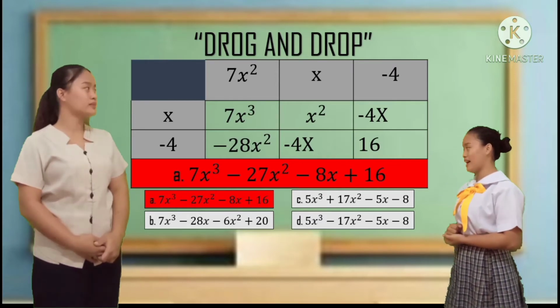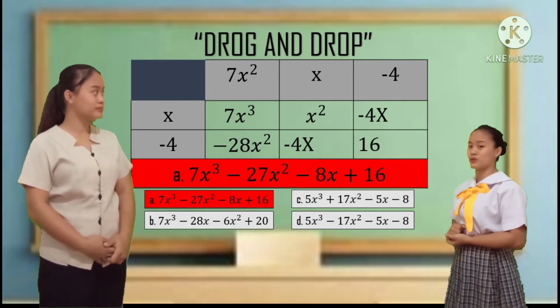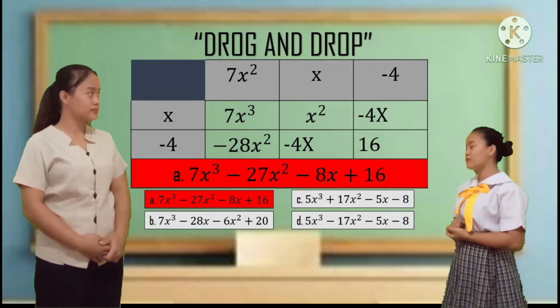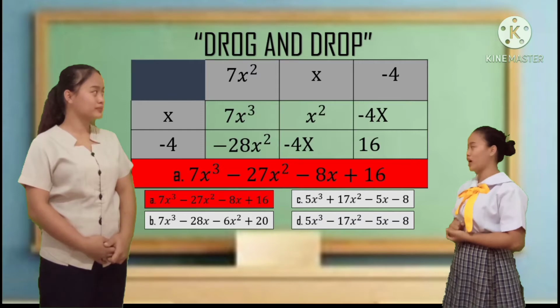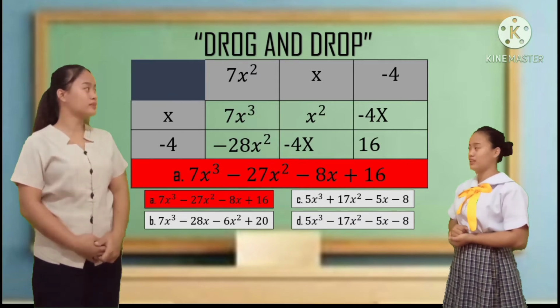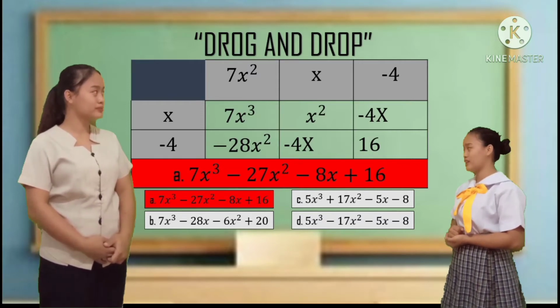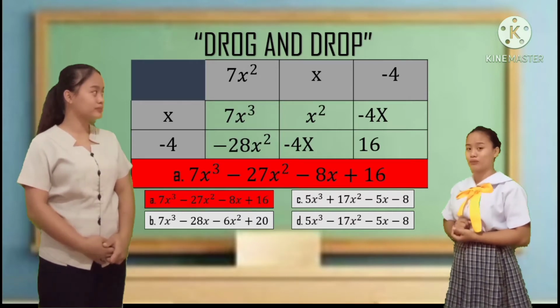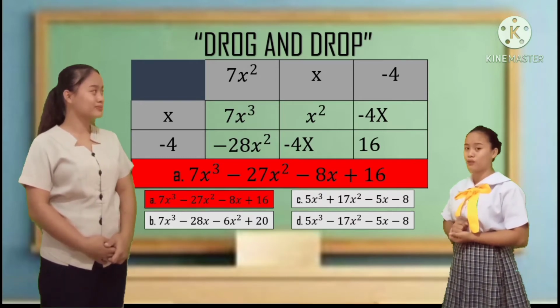So we have x multiplied by 7x squared. We come up with 7x cubed. x multiplied by x squared. x multiplied by negative 4, so we have negative 4x. And then we also multiply the second term of the first polynomial to the second polynomial.